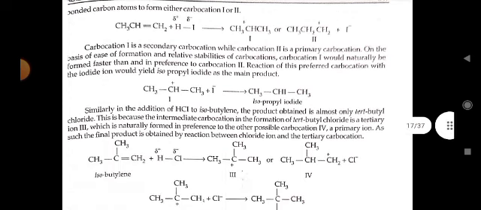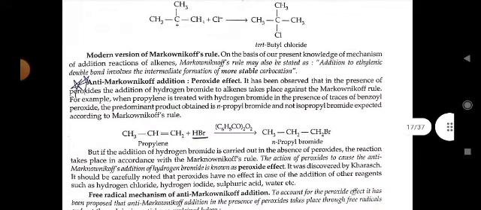Similarly, in the addition of HCl to isobutylene, the product obtained is almost only tertiary butyl chloride. This is because the intermediate carbocation in the formation of tertiary butyl chloride is a tertiary ion 3, which is naturally formed in preference to the other possible carbocation, a primary ion. As such, the final product is obtained by reaction between chloride and the tertiary carbocation. Modern version of Markovnikov's rule. On the basis of our present knowledge of the mechanism of addition reactions of alkenes, Markovnikov's rule may also be stated thus: addition to ethylenic double bonds involves the intermediate formation of the more stable carbocation.